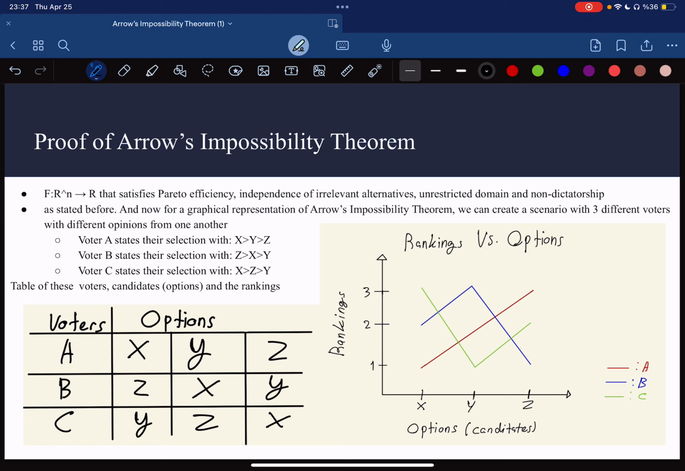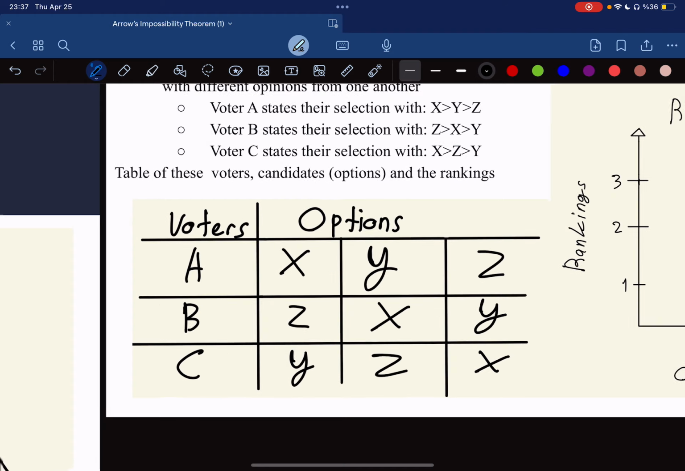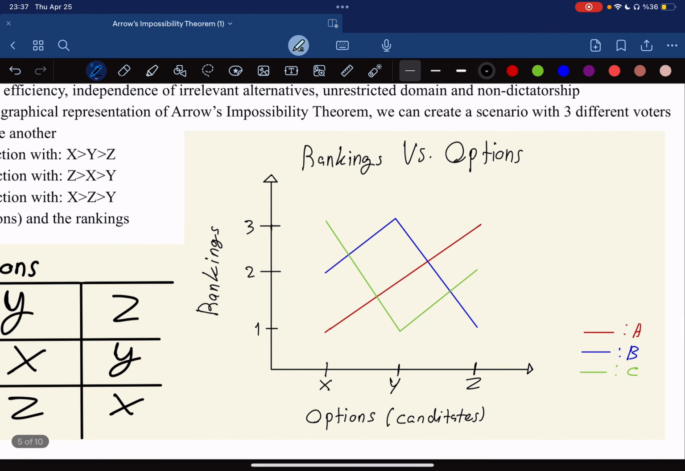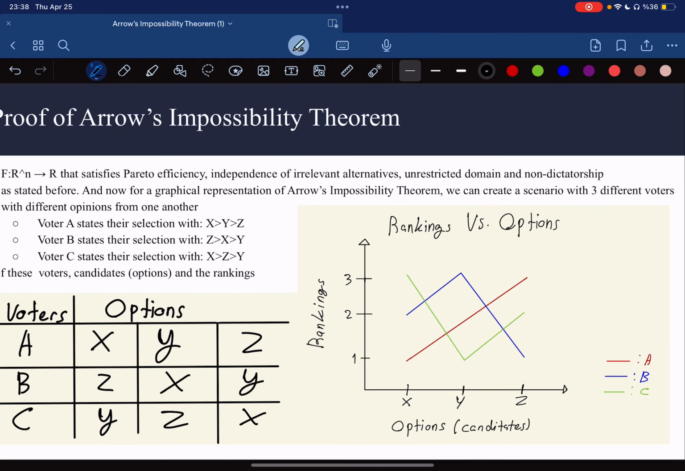The table of these voters' candidates and the rankings can be seen here, and so I turned these options and voters and the table into a graph to show the difference between opinions and how they cross each other, but they still cannot get into one opinion for the community's greater well-being.